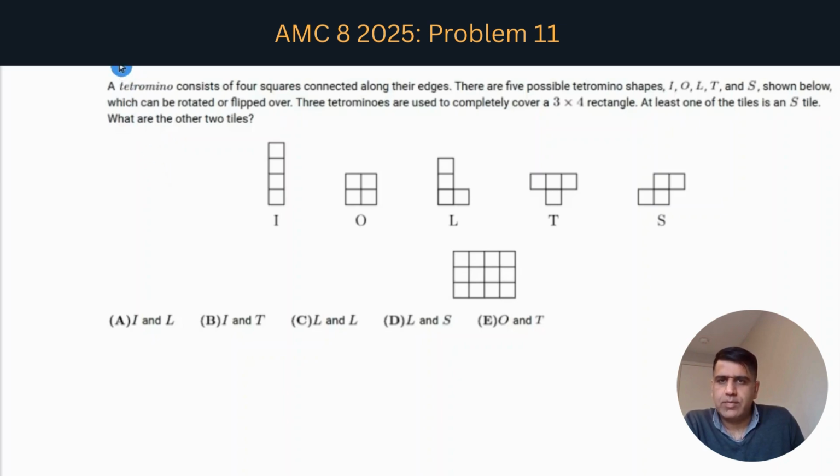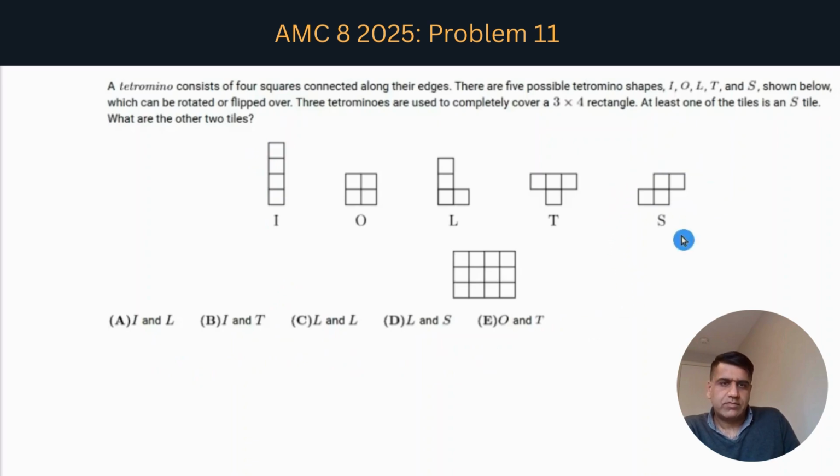Now let's look at problem 11, in which a tetromino is given that consists of 4 squares connected along their edges. There are 5 possible tetromino shapes which are given here and which can be rotated or flipped over. 3 tetrominoes are used to completely cover a 3 by 4 rectangle. At least one of the tiles is an S tile. What are the other 2 tiles that we have to answer?